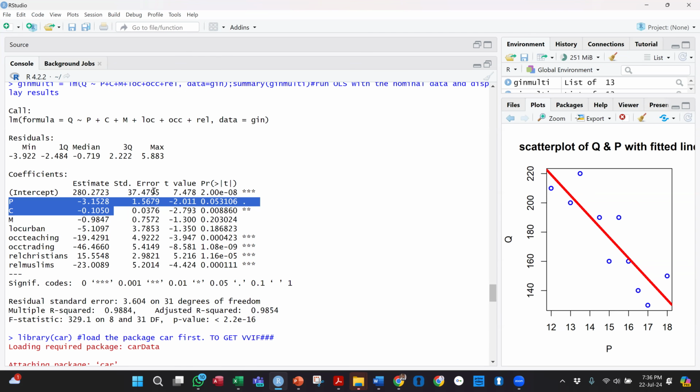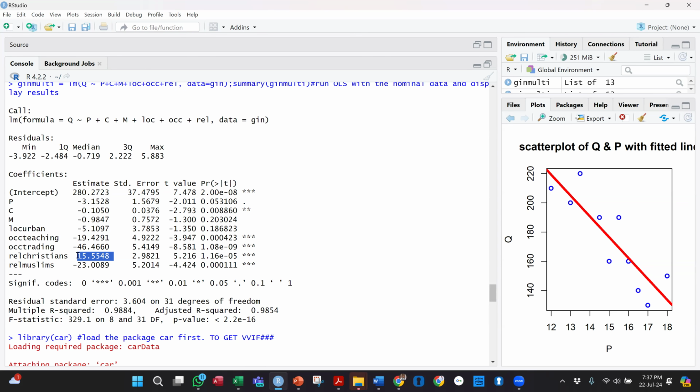Quantity demanded is predicted or expected to be 15.55 units more if the people are Christians than Buddhists. More because the value is positive. So quantity demanded of gin bitters is predicted to be 15.55 units more because of the positive. Otherwise, it would be less if the people are Christians than the reference category.